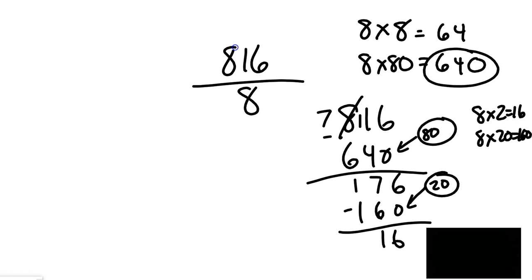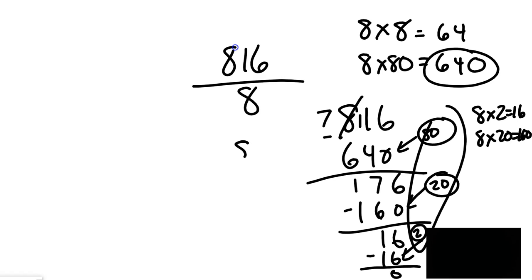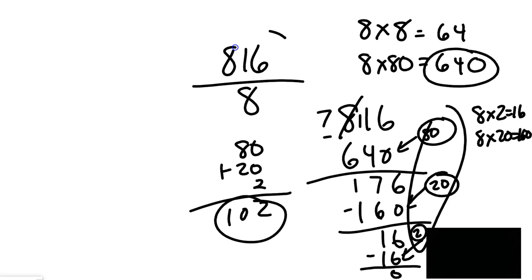And I know that 16 minus 16 is 0. 8 goes into this 16 2 times. So I add up all these numbers. 80 plus 20 plus 2 gives you 102. 102 is your quotient, the answer to a division problem.